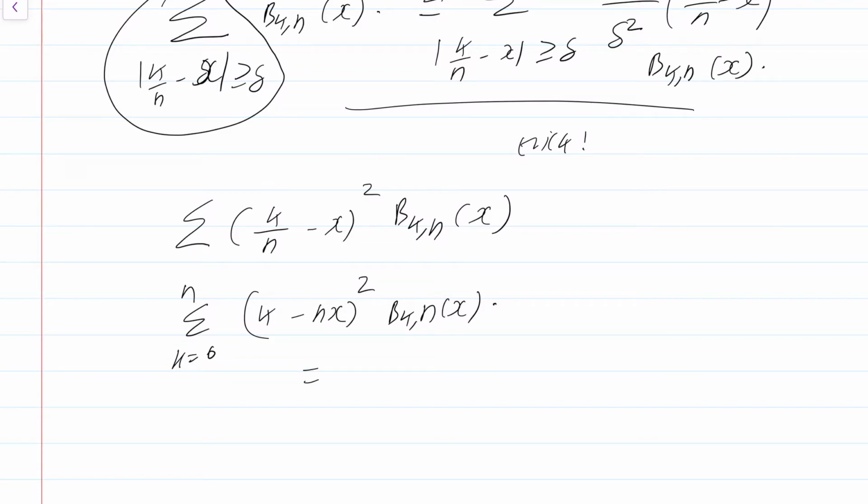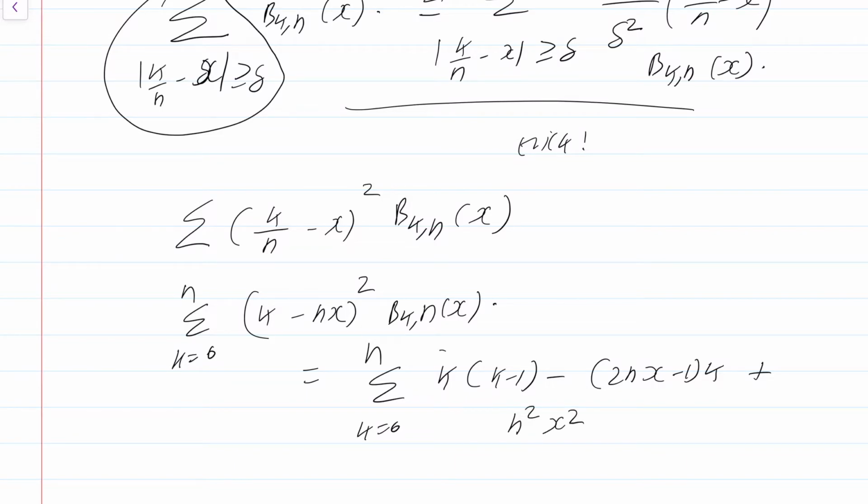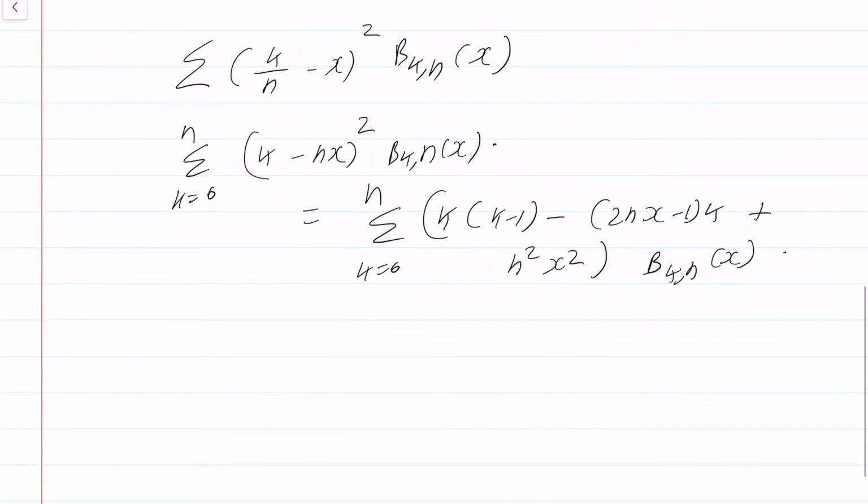What happens is this is nothing but the summation k equals 0 to n of [k(k - 1) - 2nx(k - 1)... k + n^2 x^2] times b_{k,n}(x). Please check that you get k(k - 1) - (2nx - 1)k + n^2 x^2 times b_{k,n}(x) once you expand this out. And by the various identities that we have established involving the Bernstein polynomials, this is nothing but n(n - 1)x^2 - (2nx - 1)nx + n^2 x^2.